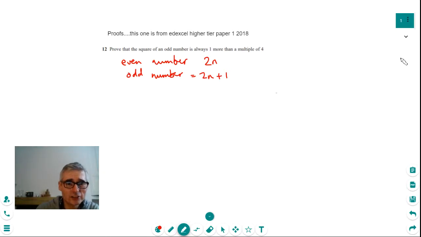Okay, now it's actually saying prove that the square of an odd number is 1 more than the multiple of 4. So now we need to square this 2n plus 1. So that would mean put that into a bracket and square it. Now we can do that by just simply putting, because we're squaring it, 2 brackets, one next to the other. So 2n plus 1 times 2n plus 1. And then we have to multiply each part of the brackets together.